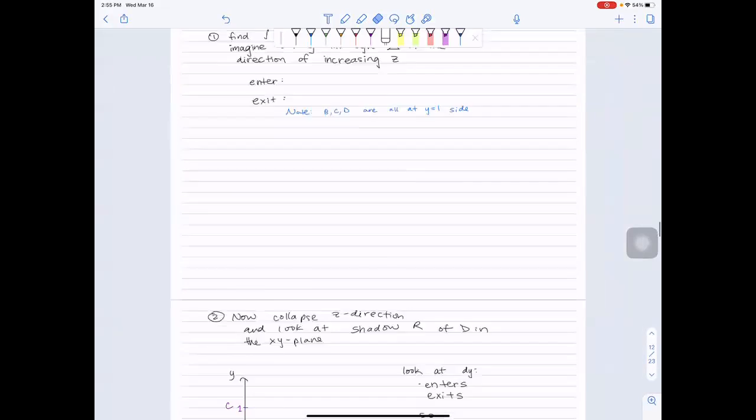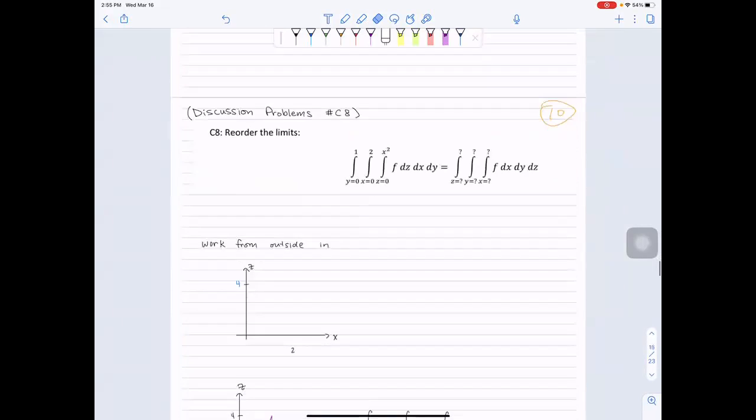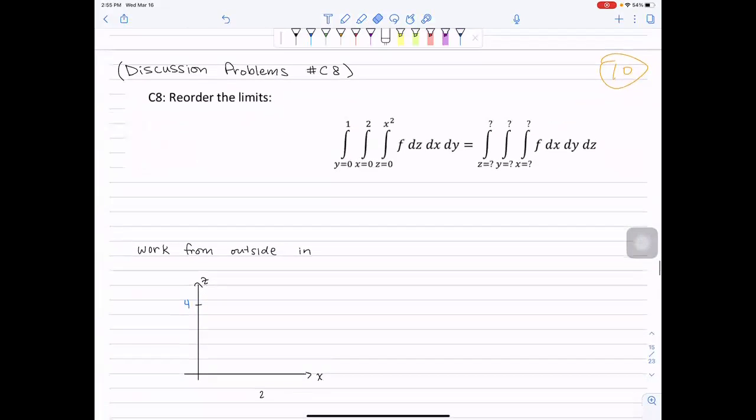Okay, so let me do a reordering question. You're given this left side, the triple integral of f dz dx dy, and you're asked to reorder it to dx dy dz. So let me give you guys a minute to think about this and try drawing what region this gives you. Okay.